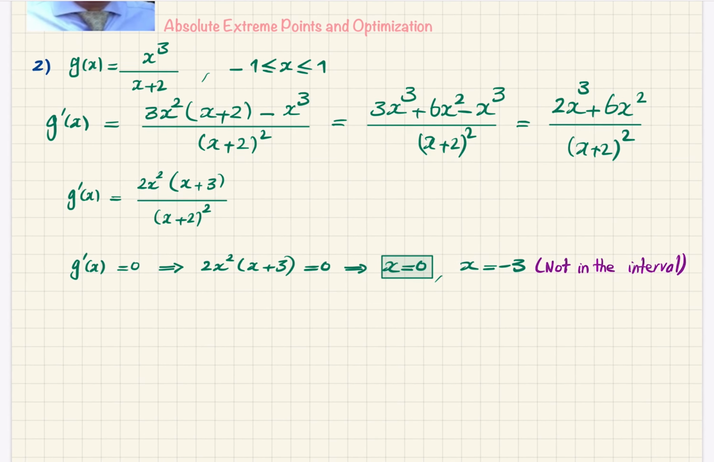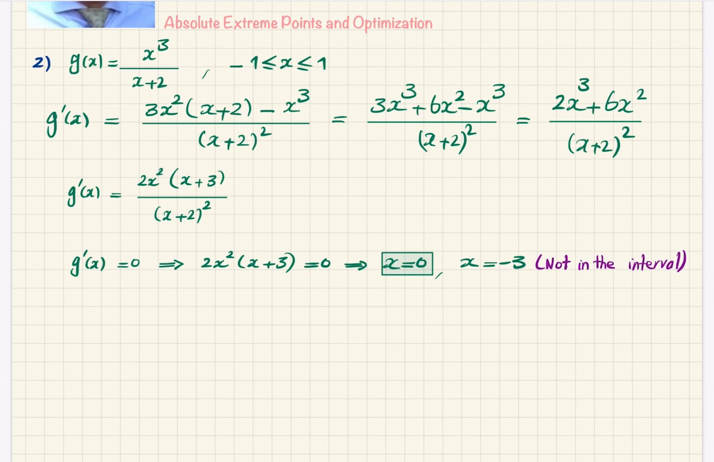Okay. Now I need to start calculating. I have to calculate the value of g at this point that I got here, and of course at the end points. So g of 0, I calculate g of 0, I calculate g of -1, and I also calculate g of 1. So g of 0 is simply 0. If I just put 0 here, the numerator becomes 0, the denominator 2. And what is g of -1? The numerator becomes -1, the denominator becomes +1, so it becomes -1. And if I put 1, it becomes 1 divided by 3. So these are the numbers.